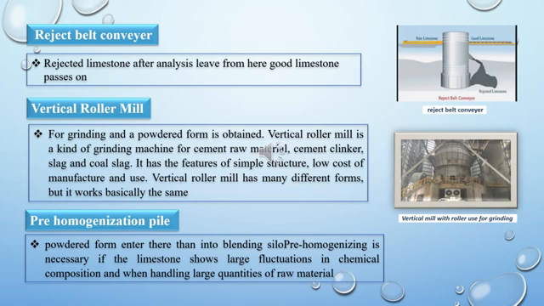So students, these are three basic units which are necessary to know. First one was the reject belt conveyor, then the vertical roller mills which are used for the grinding of rocks into powder, then pre-homogenizing piles which convert the powder into homogenized powder, which is then fed into the silo.